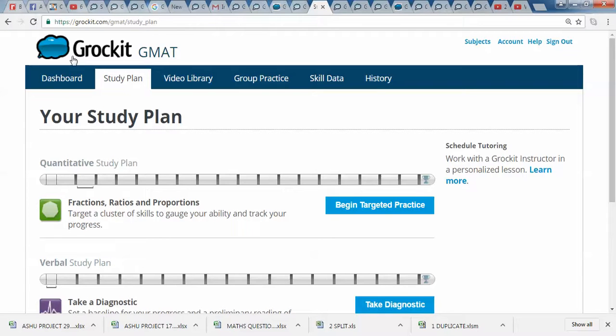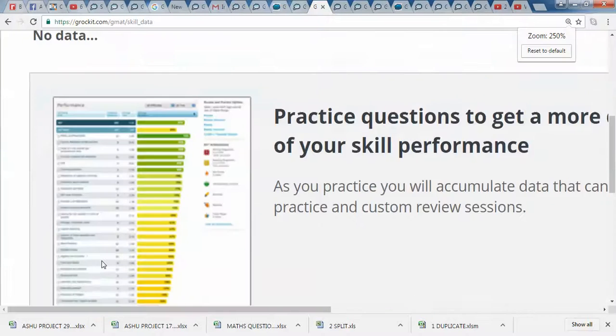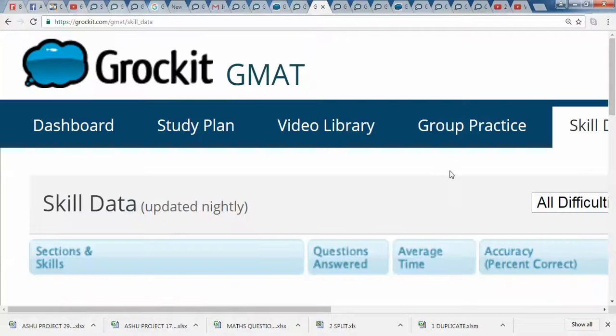And this is where the internal dashboard, which is split into dashboard, study plan, video library, group practice, skill data and history, has something called skill data. That is data about the skill sets that have been played by the user. Now what happens is, as the user plays different skills, the system keeps on monitoring the answered questions for the accuracy and the time taken. This is how Grockit, for the played skills by the user, will graphically represent something like this in the user's profile.